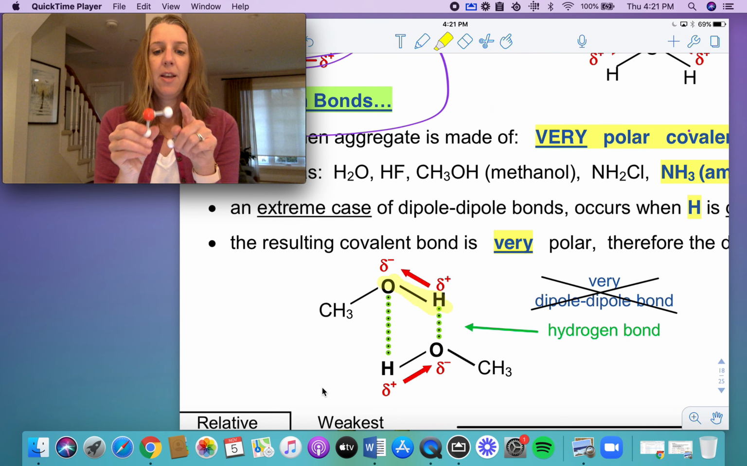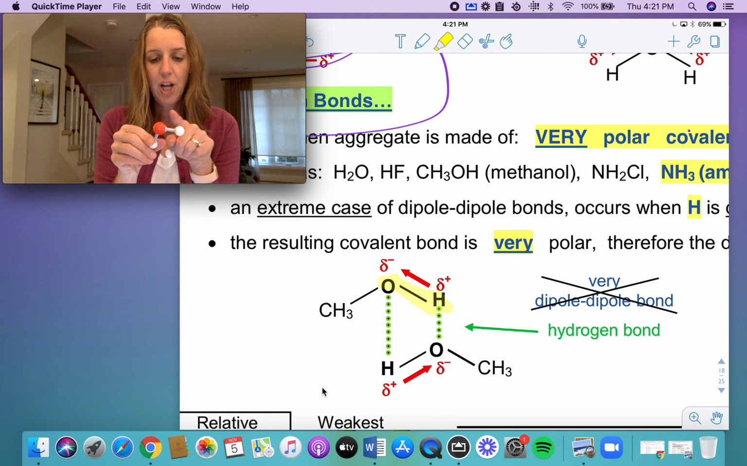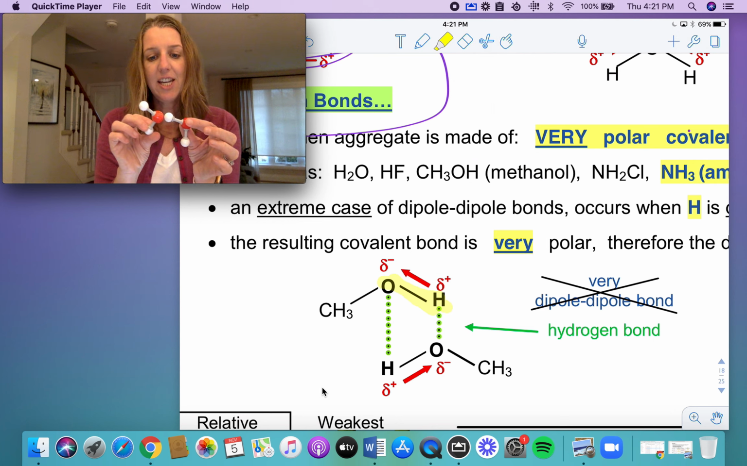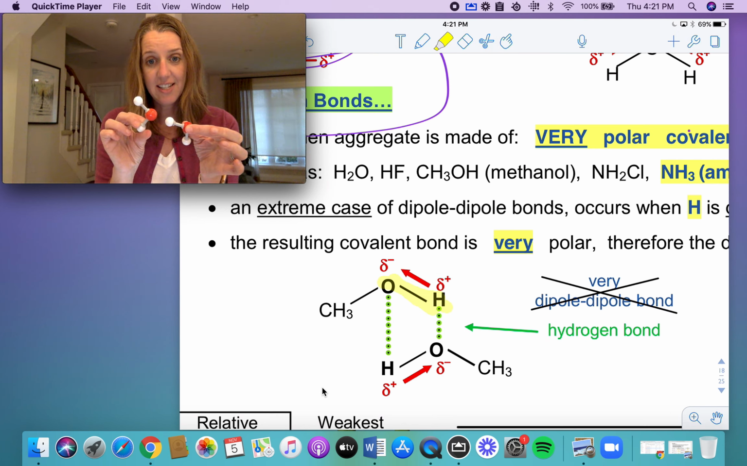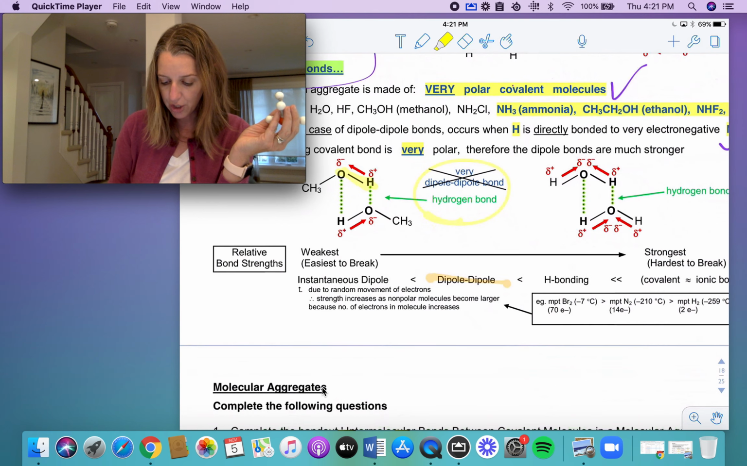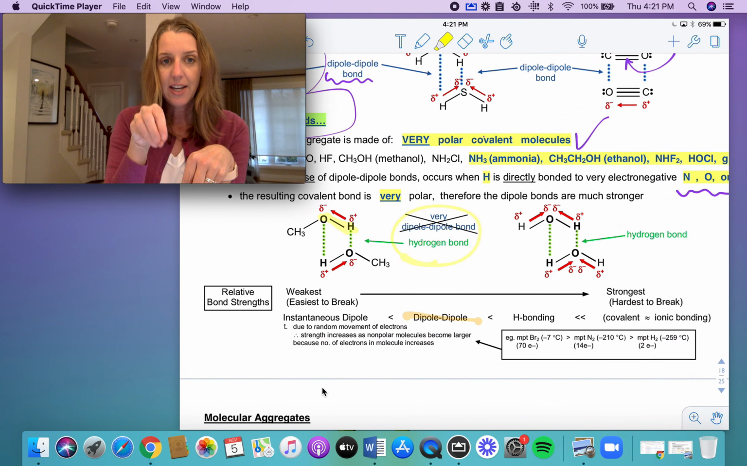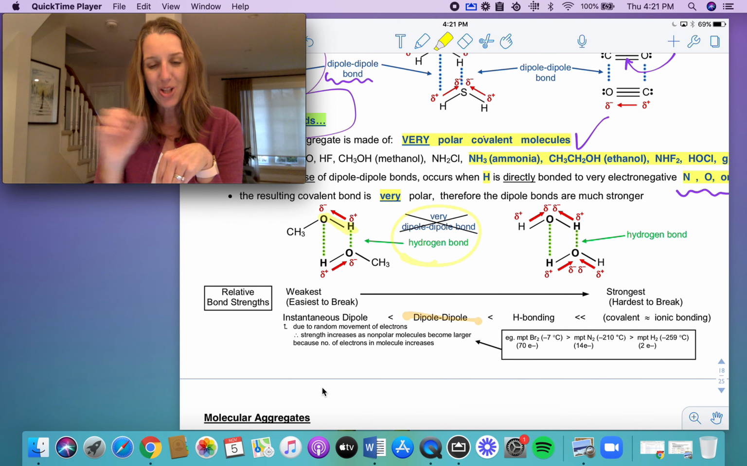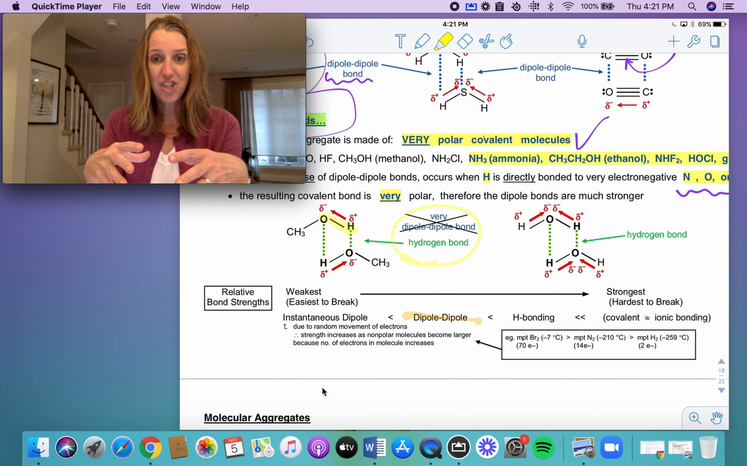Water is our example. There it is. Hydrogen is directly bonded to a nitrogen, an oxygen, or a fluorine, which makes this a very polar covalent intramolecular bond, makes my molecule a very polar covalent molecule, which means that the intermolecular forces between these in an aggregate of water, for example, is going to be a hydrogen bond. Okay, so that's what you're looking for. You're looking for a diagram where you can then put in the bond polarity, the overall molecule polarity, and then we use that information to tell us the kind of intermolecular bond we're dealing with.